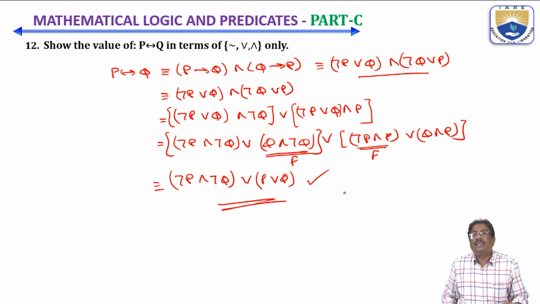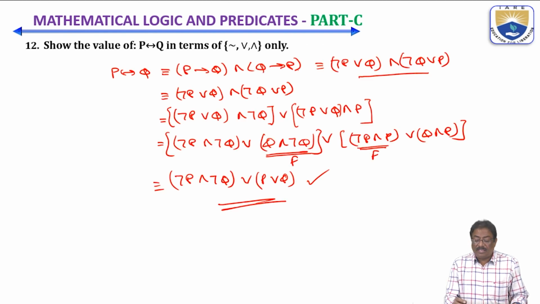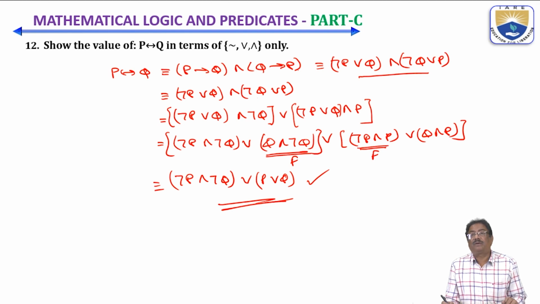So like this we see another one: show the value of P biconditional Q in terms of only negation, or, and terms. With this we conclude these short answers related to mathematical logic in the first module, and in the next session we will discuss the short answers and the descriptive answers for module 2.